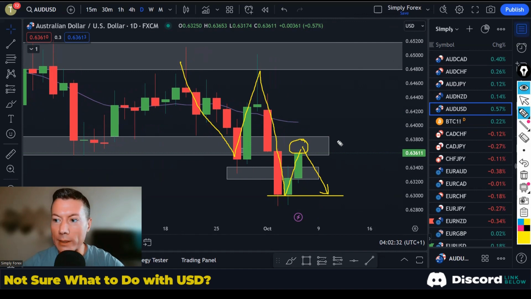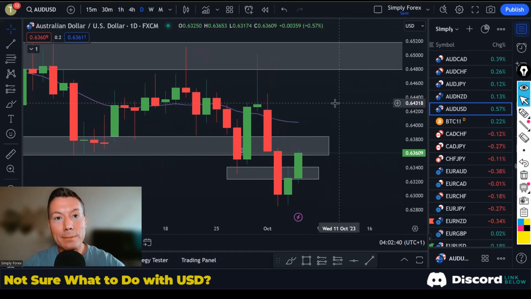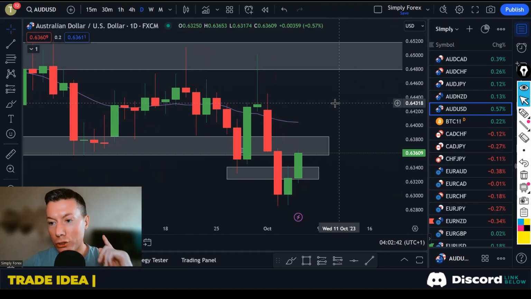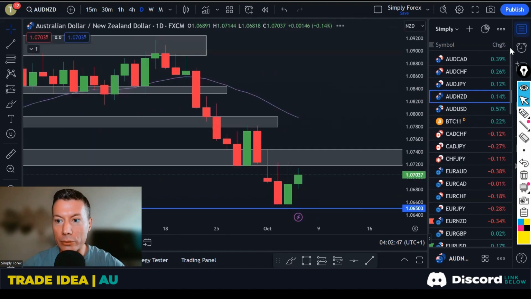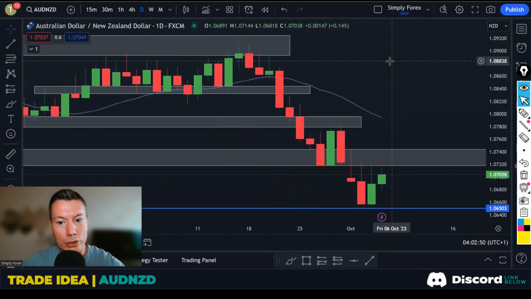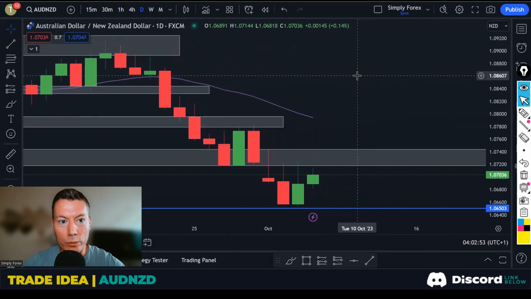If Aussie dollar US dollar is telling me to sell and New Zealand US dollar is telling me to buy, something's not right. But what it does do is lead me to my first trade idea for today. This is a trade idea, guys, and it is Aussie dollar New Zealand dollar. Makes sense, because Aussie dollar's weak and New Zealand dollar's strong is basically what I was telling you on the charts we just looked at. So it makes sense for us to look for sells for Aussie dollar New Zealand dollar.